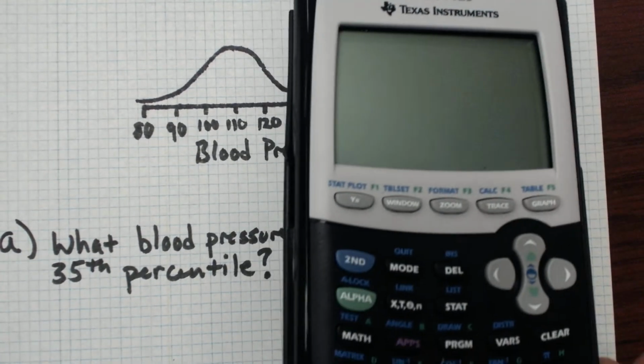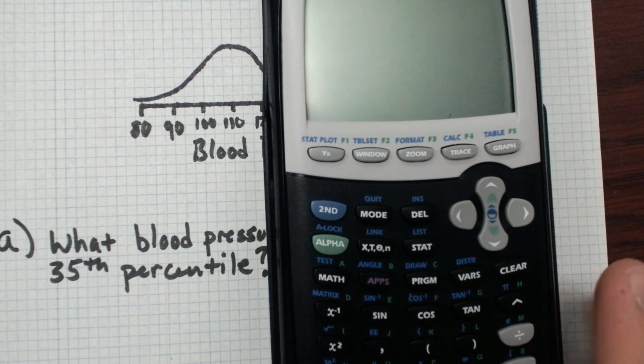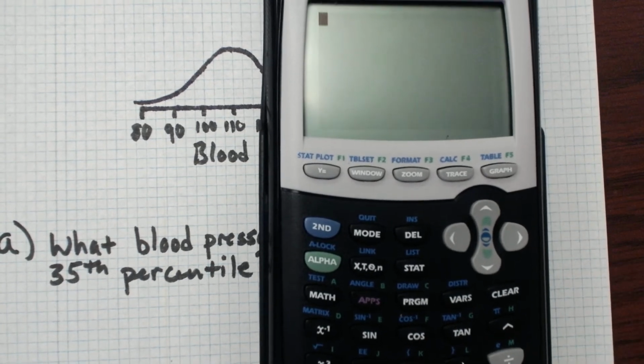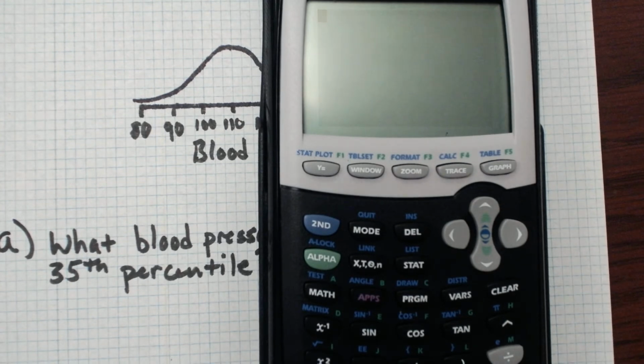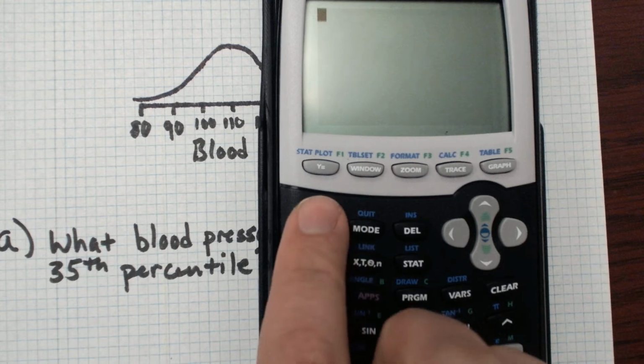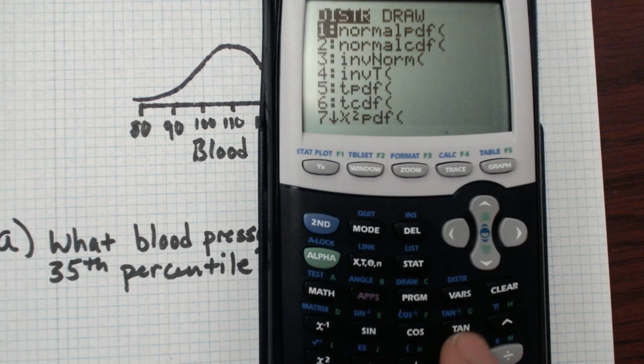Okay, so we're going to go into the same menu that we worked with yesterday. And I realized in yesterday's video I did not show you the VARS button, and a few people had trouble finding that. So your VARS button is right here. It's below the arrow. So you hit second and then VARS. And that gets you into the distribution menu.